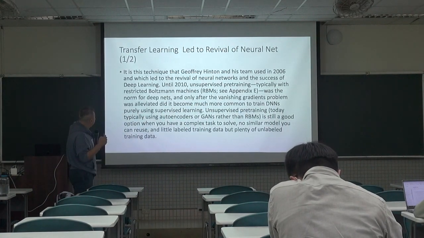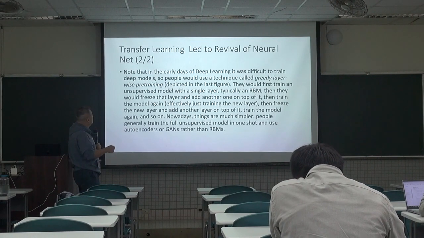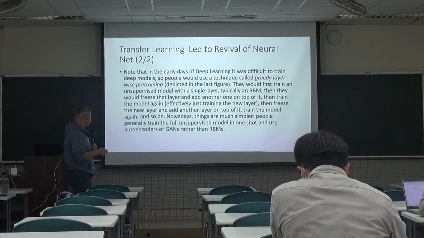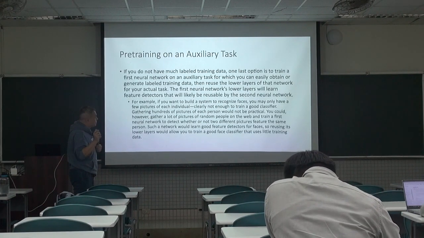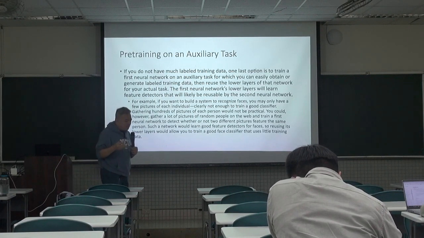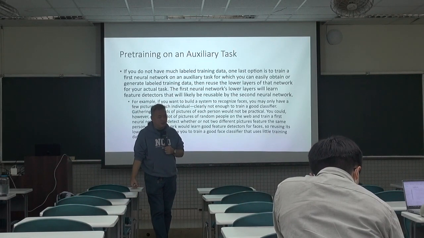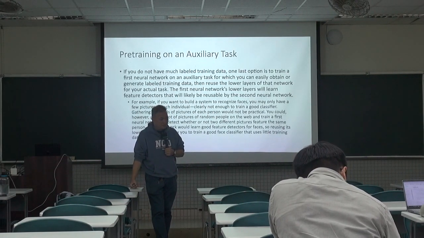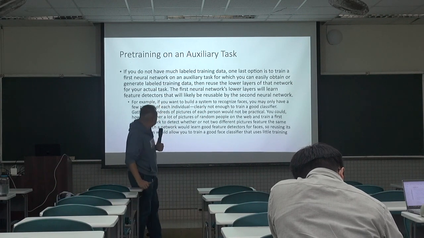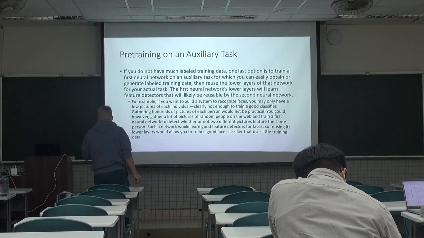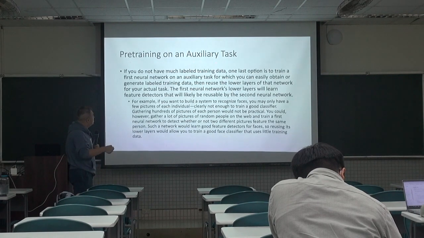So anyway, unsupervised pre-training is the second technique you could use when you do not have a lot of labeled data. There is a third technique you could use in case you do not have a lot of labeled data, which is called auxiliary task.